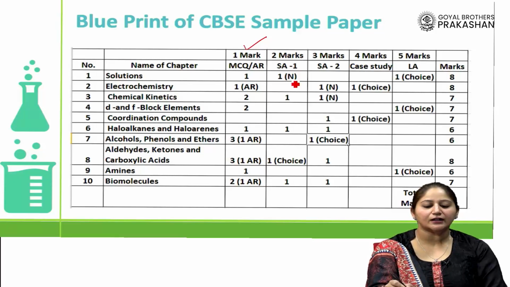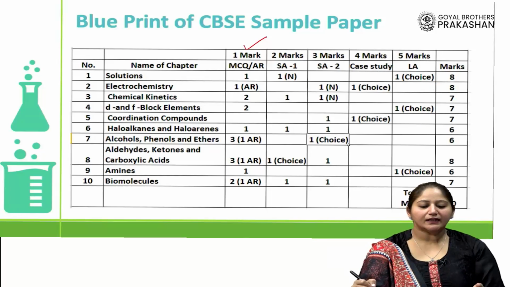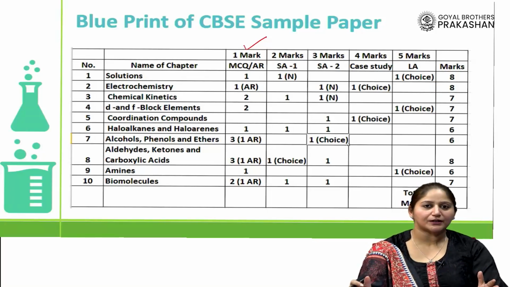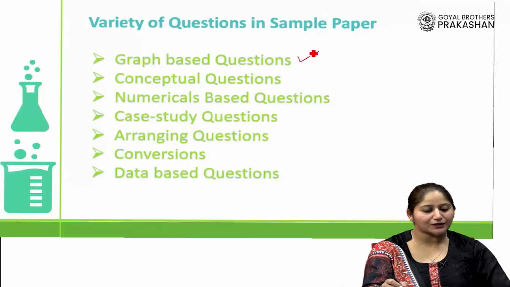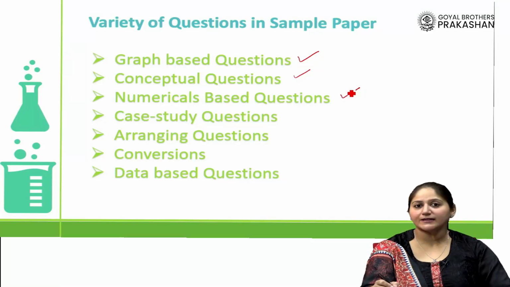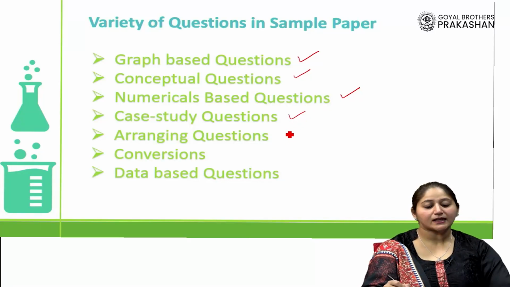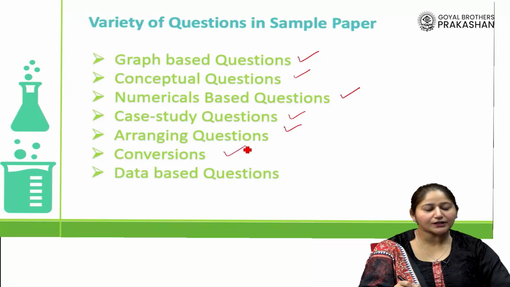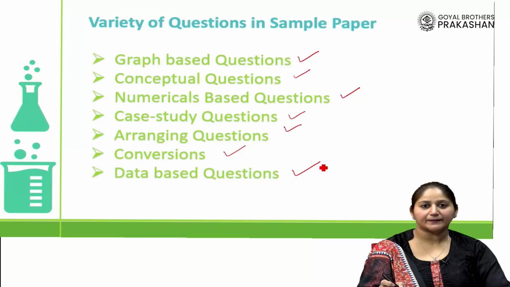From solutions, there are 2 marker questions, 1 marker questions and 5 marker questions, and similarly this is the entire blueprint of the question paper if it helps. Now let's talk about the variety of questions in the CBSE sample paper. You will find that there are graph based questions, conceptual questions, reasoning questions, and numerical based questions from physical chemistry for sure. Then there are case study questions, assertion reason questions, arranging questions, conversions, and definitely data based questions are also there in the sample paper.